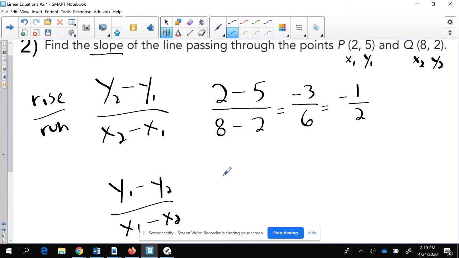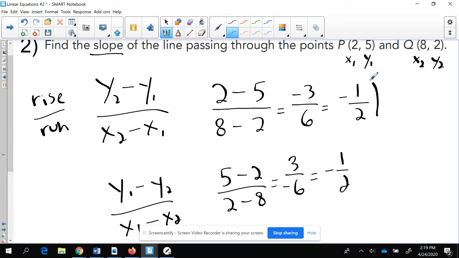It should, hopefully Mr. Schreiber's right on this one. It's going to give us the same answer. So 5 minus 2 is x1 is 2 minus 8. And watch what happens. 5 minus 2. Now that's a positive 3, right? But what's 2 minus 8? That's a negative 6. And doesn't that give you the same exact answer? And guys, once again, let's circle our answer. That's going to be slope.